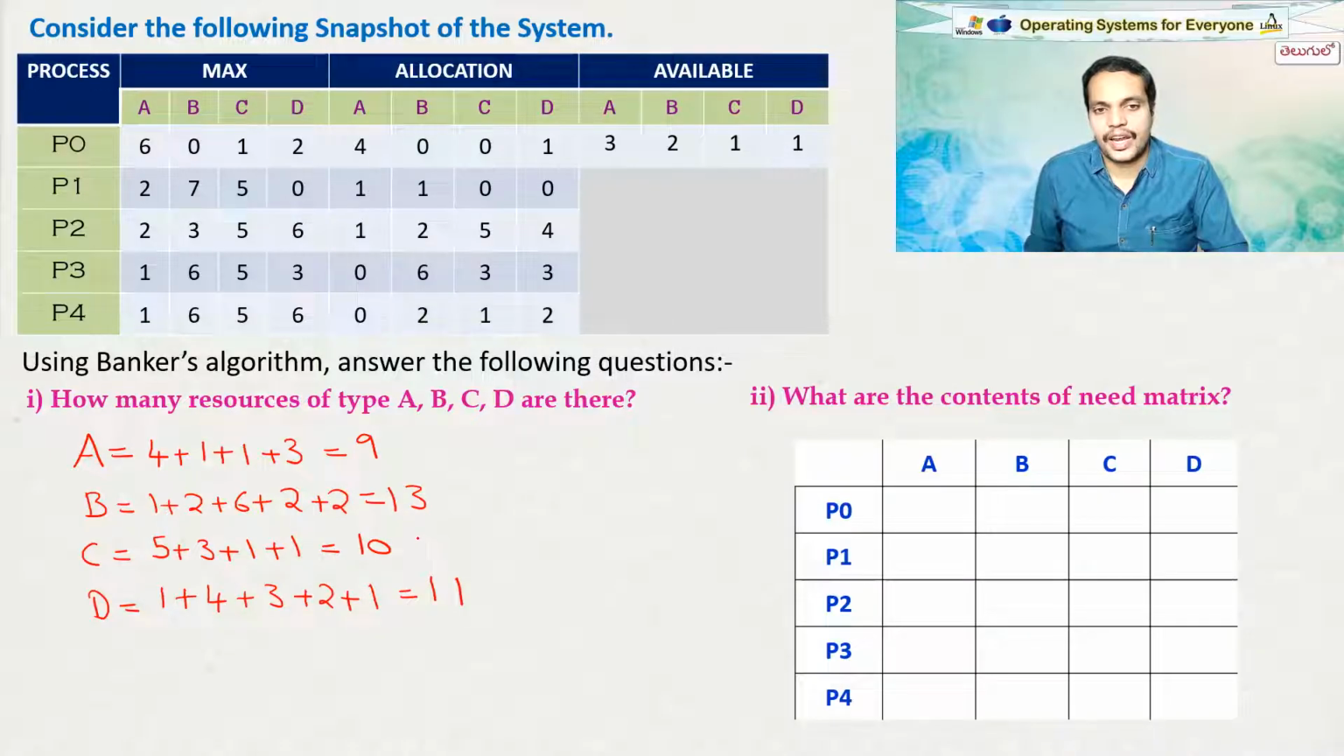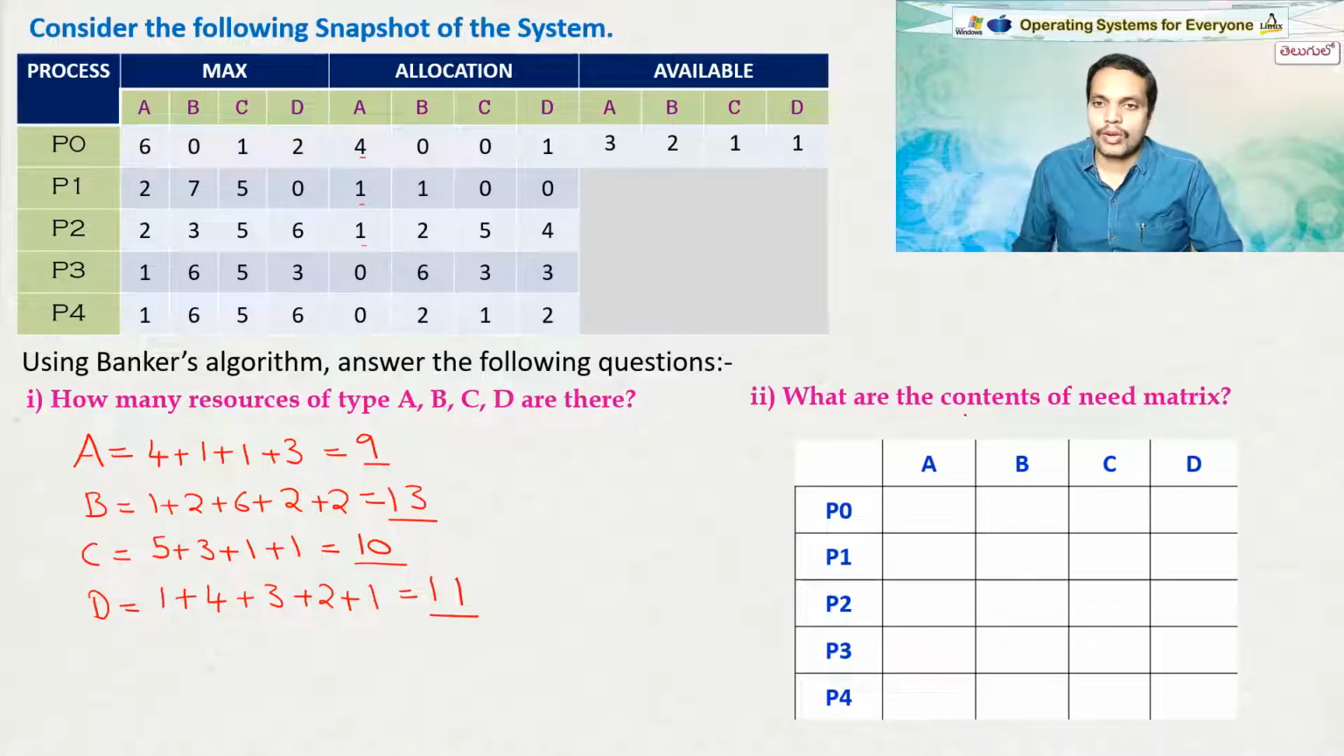The reason why I made this calculation is because these are the instances of resource categories which are already allocated, plus this is the remaining. The question is how many total resources of each type are there. So for me to calculate this value, I need to find out how many of them are allocated plus how many are available. Once you add all these up, you get the total number of resources: 9, 13, 10, 11. So this is the first question.